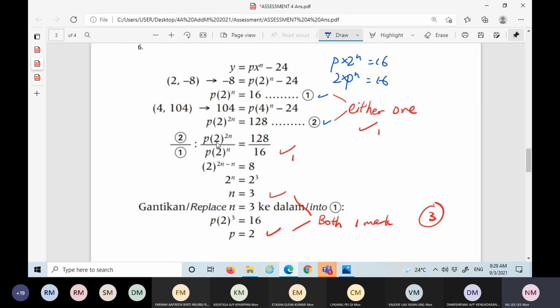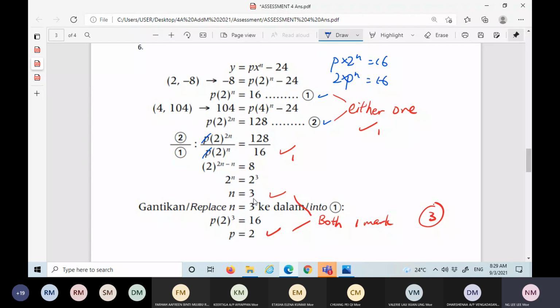Okay, when you do divide already, the p here you cut. So 2 to power 2n divided by 2 to power n. When you divide for index, then it's minus. So 2n minus n is n. Then this side, 128 divided by 16 is 8. So the 8 you can write as 2 to power of 3.